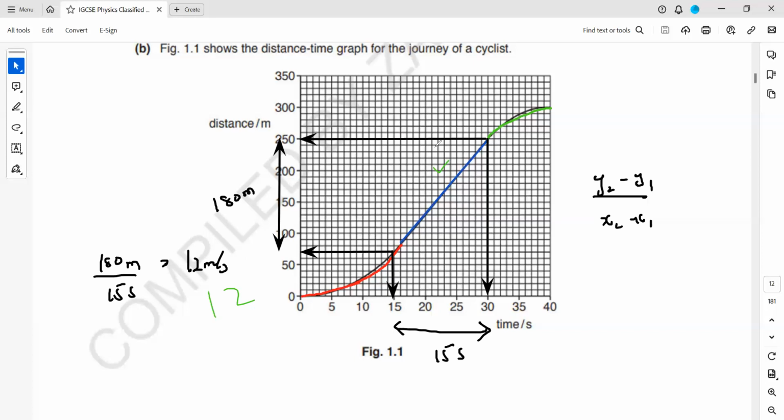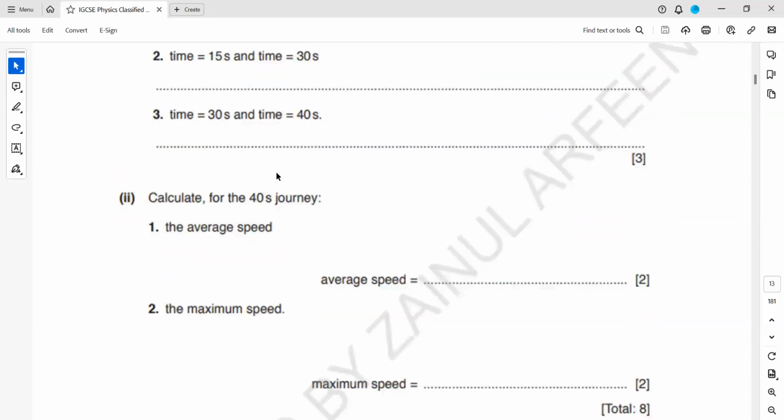You can also use the gradient formula, with y2, y1, x1 and x2, and substitute; you will get the same answer. So whenever they ask for the maximum speed on a distance time graph, you have to find the region where the slope is maximum, because maximum speed means the region with the maximum gradient or slope. So these are the questions from block one, the general physics.